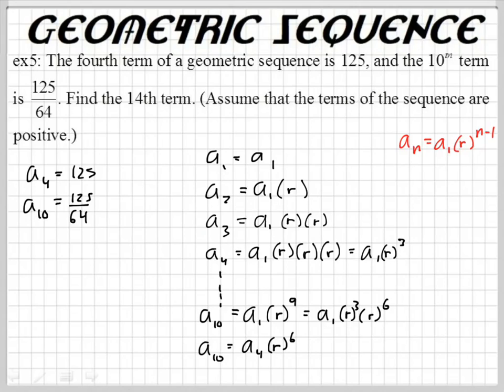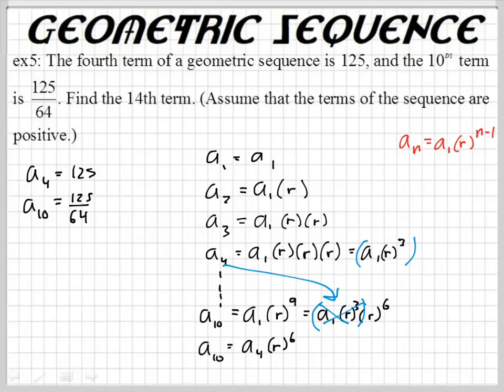Instant replay. A sub 4 equals this. Well, I could split up a sub 10 to have that inside of it. So technically, a sub 4 is a factor of a sub 10. So I took this out and I put this in right there. So now we have a sub 4 times r to the 6th. Do you guys see that?